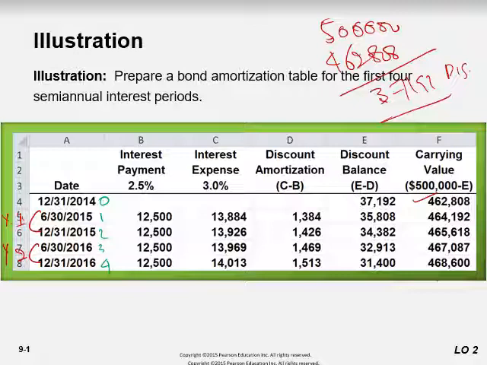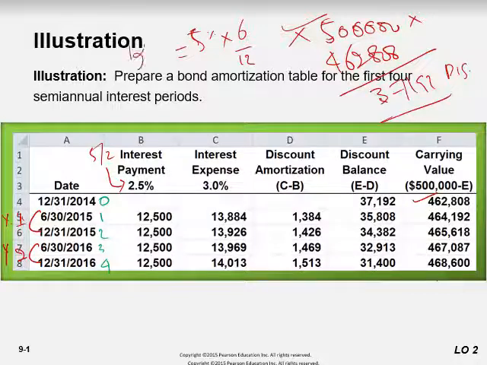So what is the interest payment? Interest payments are based on the face value. Face value is this one, so it is 5%. 5% divided by 2, the answer is 2.5%. So when you multiply this by 2.5%, or you just multiply 5% by 6 by 12, the answer is going to be 12,500. So interest payments are based on coupons, so these are the same.